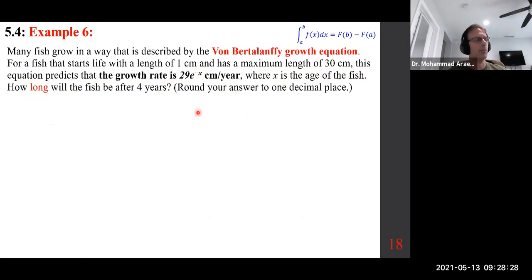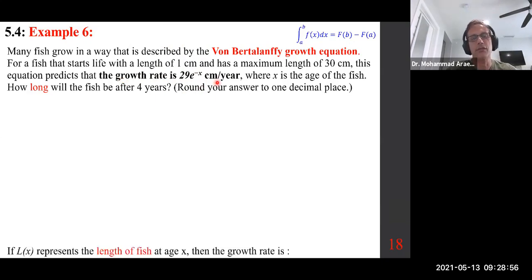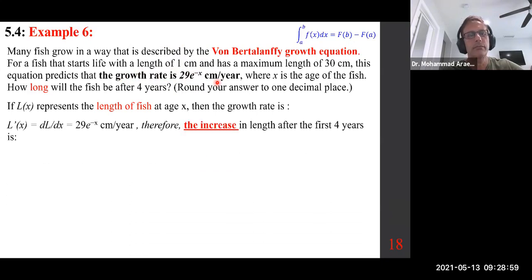There are a couple of ways to approach this. Number one, the amount of growth is this. If the function L of x represents the amount of growth, this is the rate of growth, the derivative of that, L prime of x. So what is the amount of increase? It follows that we integrate from a to b, in this case, for the first 4 years, from 0 to 4.